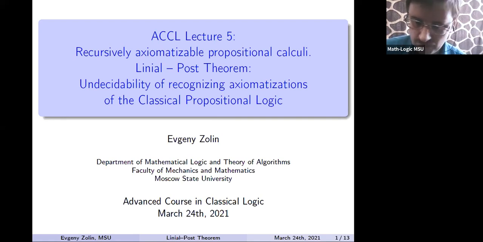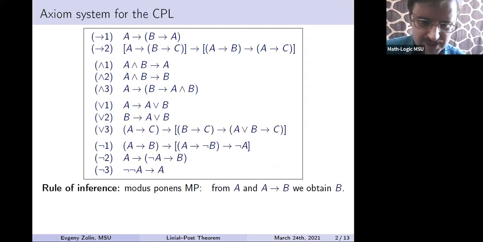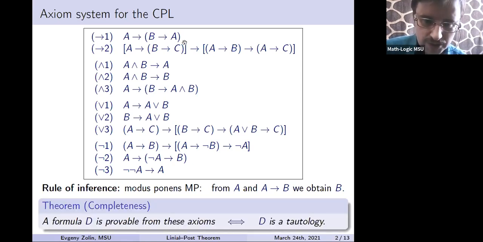We already have one axiomatization. In fact, there are several axiomatizations in different textbooks. This is one of them. We have 11 axioms and the rule of modus ponens. We have 11 axiom schemata. These are not individual axioms, these are axiom schemata. And for this calculus, we know that a formula D is provable if and only if it is a tautology. So this set of 11 axioms axiomatizes exactly the set of all tautologies.